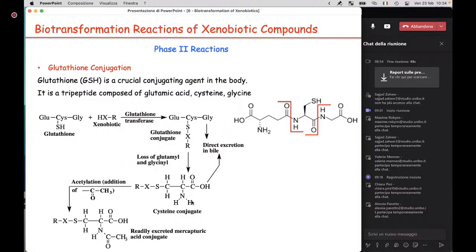What is important is that those are much more hydrophilic than the starting molecule, and they can be eliminated quite easily. In this case, acetylation makes the molecule a bit more lipophilic. So this can be a detoxifying step, but this step is not always detoxifying, and can also increase compound retention in the body. But those two first reactions are very, very frequent and very important. Conjugation with glutathione is very important in detoxifying compounds.